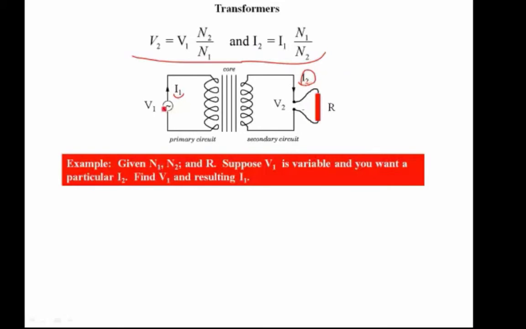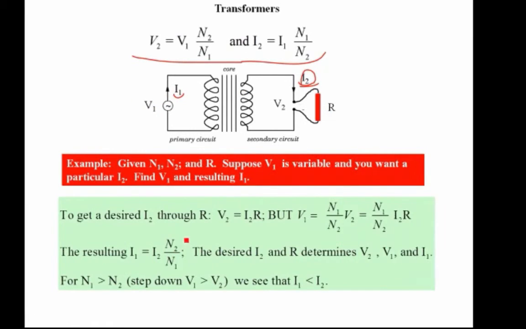So again, this is variable V1. We want a particular fixed I2 when we're done. The parameter determining that will be V1, and we'll get an I1 out of the solution. To get this desired I2 through R, we can just use Ohm's law again to get V2 equal to I2 times R. But V1 and V2 are related by the ratio N1 over N2, and so we can substitute in our V2, which is I2R. This is equal to V1. We've determined V1, so that's the first part of what we're supposed to do.